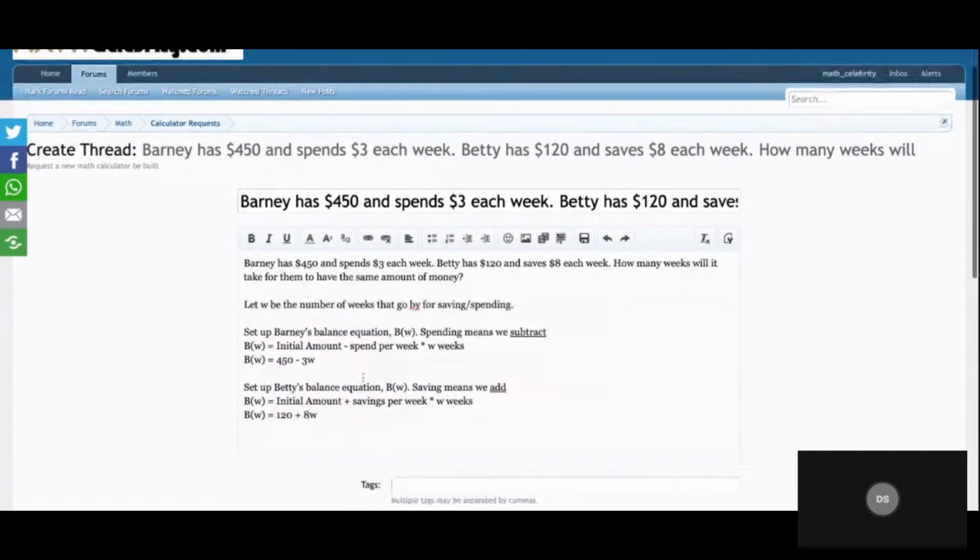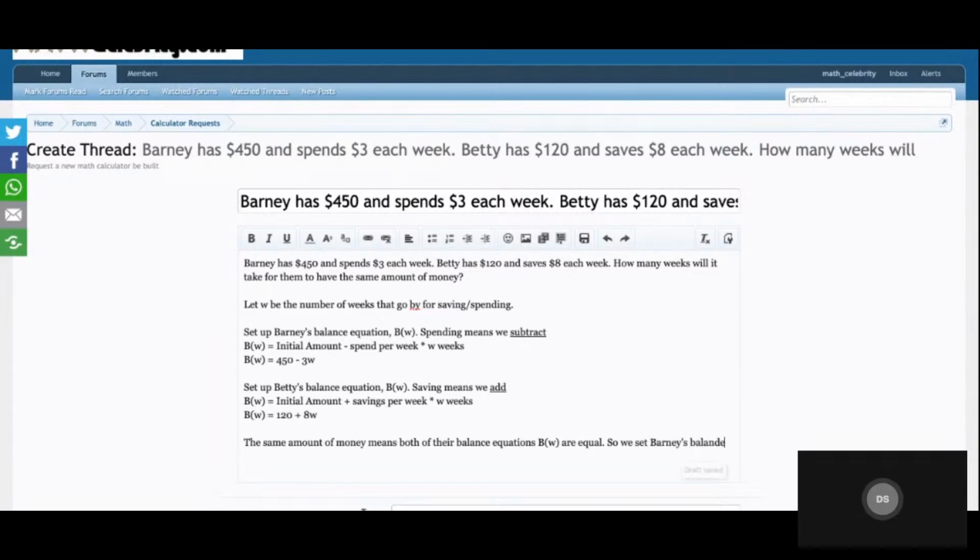Okay, so we've knocked out two things in this problem. We've got Barney's equation, he spends, so his balance is going to drop, and Betty's equation, she saves, so it's going to go up. The question asks, how many weeks will it take for them to have the same amount of money? The same amount of money means both of their balance equations, B of W, are equal. So we set Barney's balance equal to Betty's balance and solve for W.